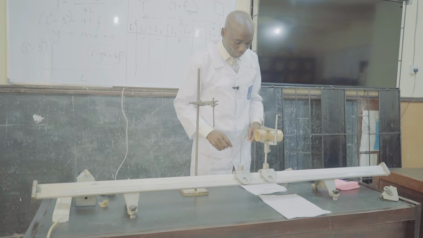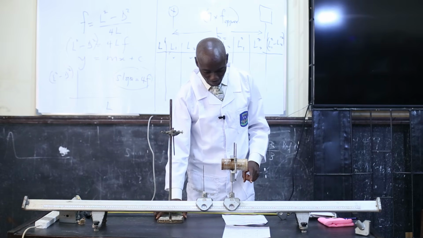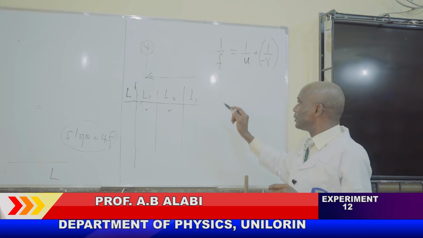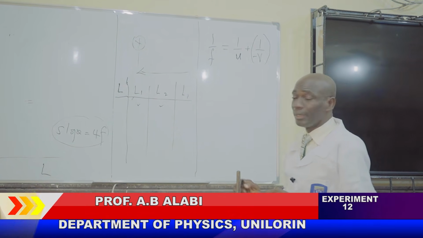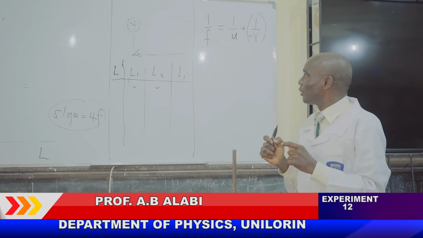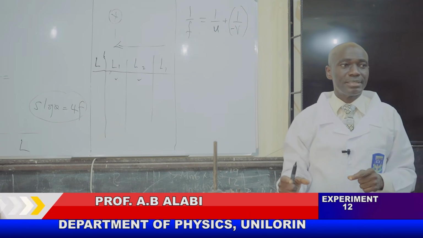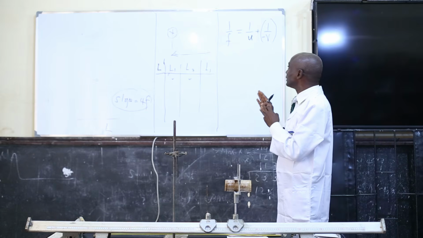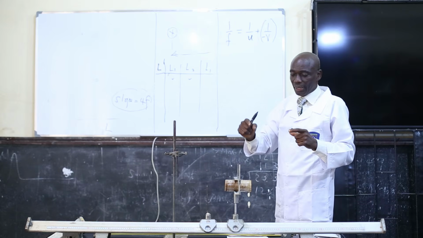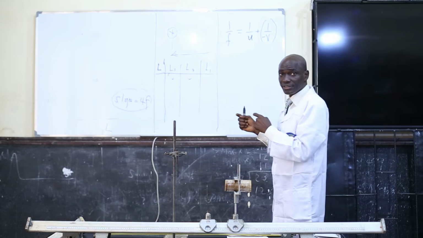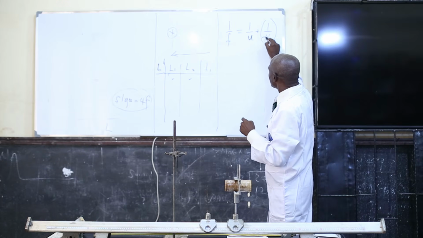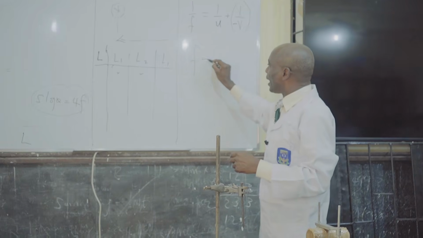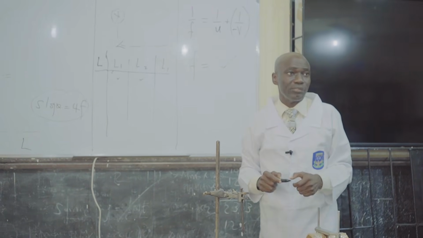When we do that, we will now find the average of the image distance, then the average of the object distance. Now going back to obtain the focal length, because it is a virtual image, the image distance is going to be negative, and that's why we have the negative value here. So from here, we can get the focal length of the converging lens.